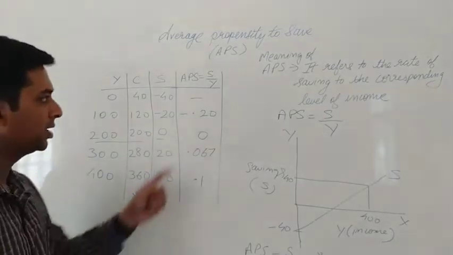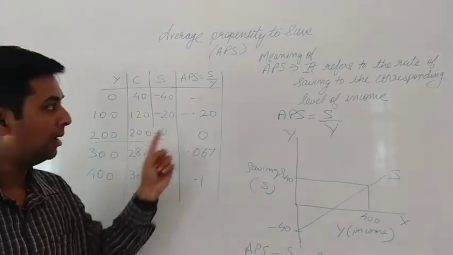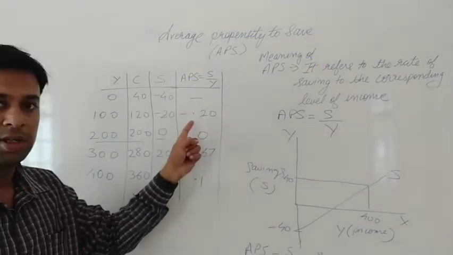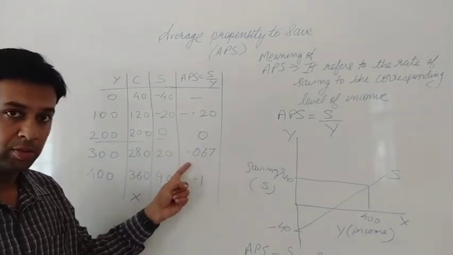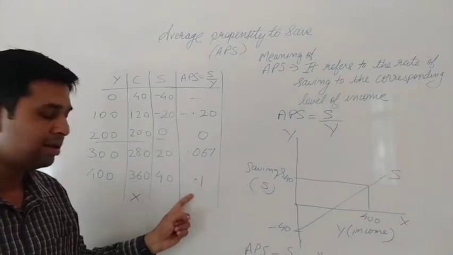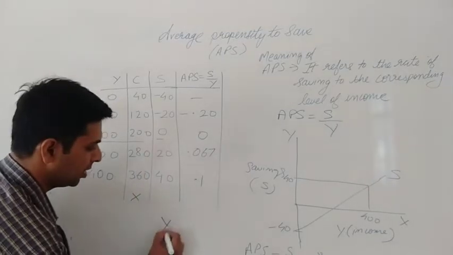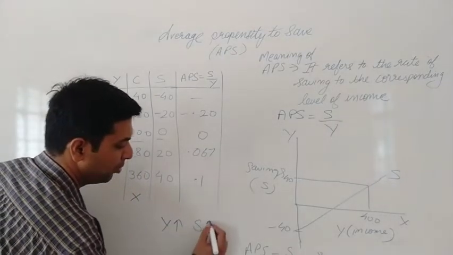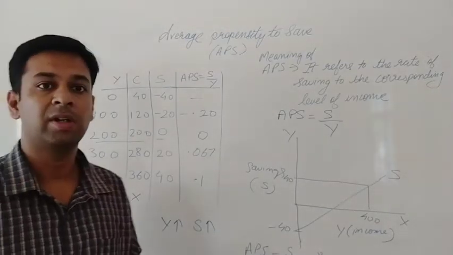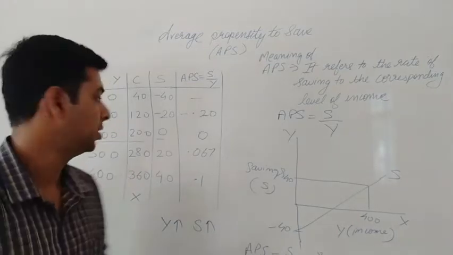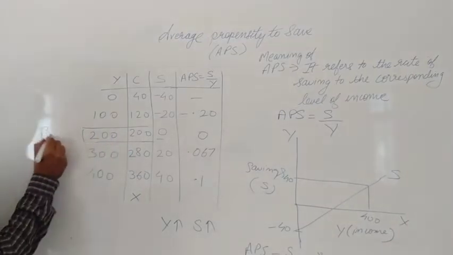Now you can see what is happening in APS. Your income is increasing, and because of it your saving is also increasing. See here, APS was negative, then it was 0, then it is positive, which means saving starts here. Then it again increases. When your income increases, you try to save more, and there will be a certain point where your consumption will be less. When does that happen? Like here, this point is the break-even point.